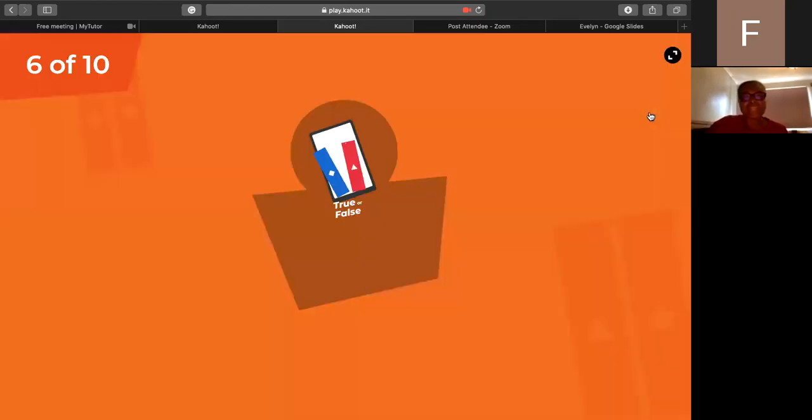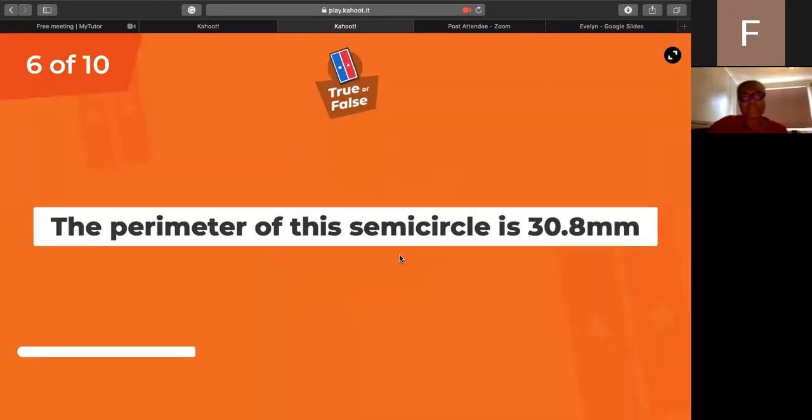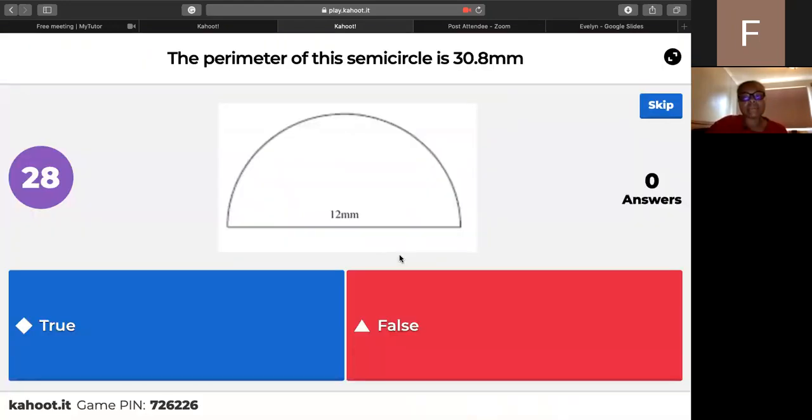Still shifting a little bit more. So the perimeter of this semicircle is 30.8 millimeters. Is the perimeter of this circle 30.8 millimeters? Be careful of the difference between the perimeter and just the length of the arc. Make sure you are calculating the perimeter.